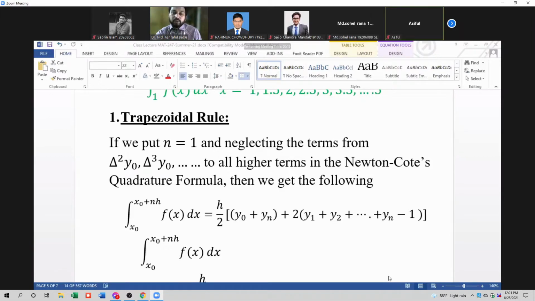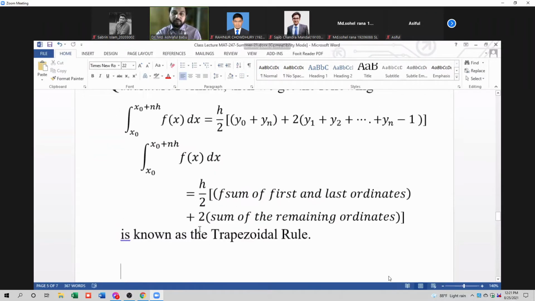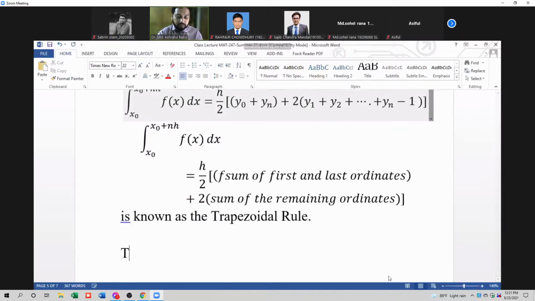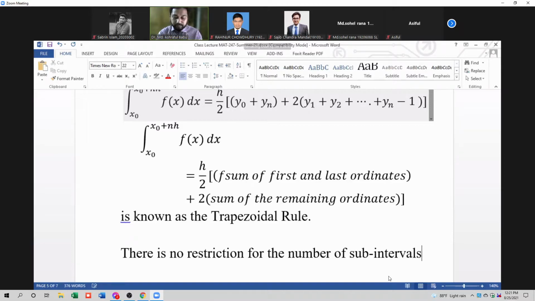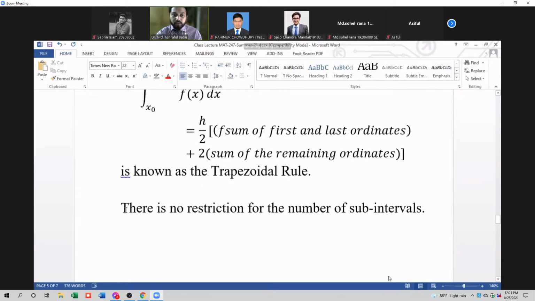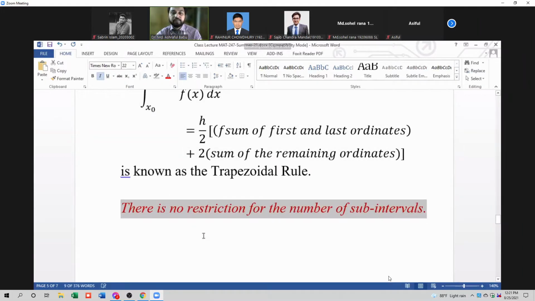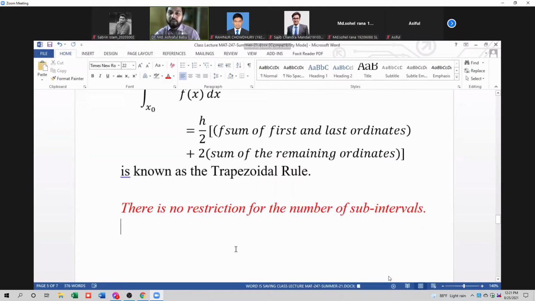Okay, so I have to write that for the trapezoidal rule: there is no restriction for the number of subintervals. So this is the condition for the trapezoidal rule.